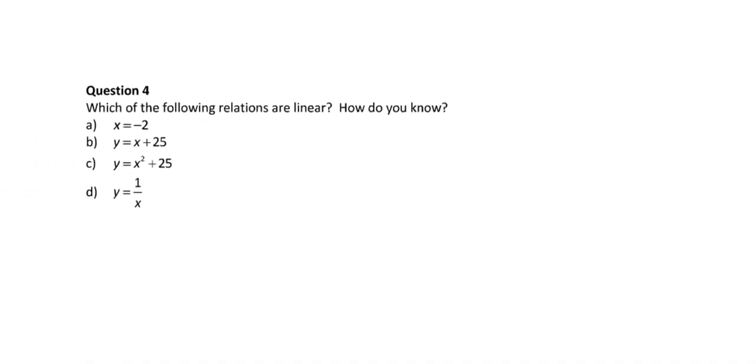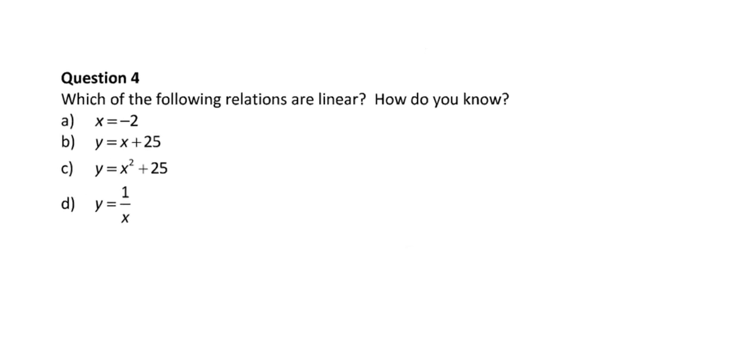Let's do this one. Which of the following relations are linear? How do you know? First one's a little tricky, eh? Y is equal, or sorry, x is equal to -2.